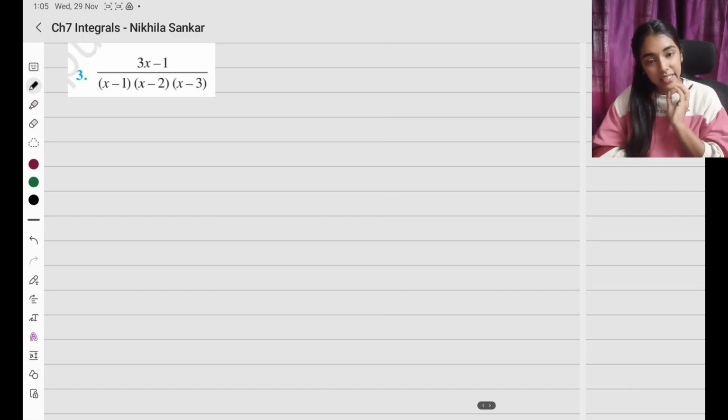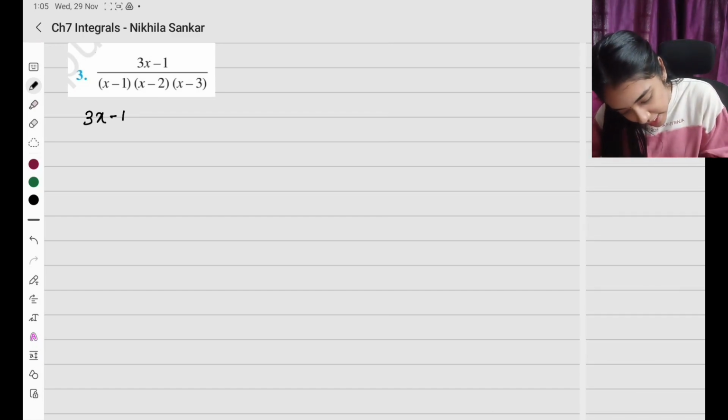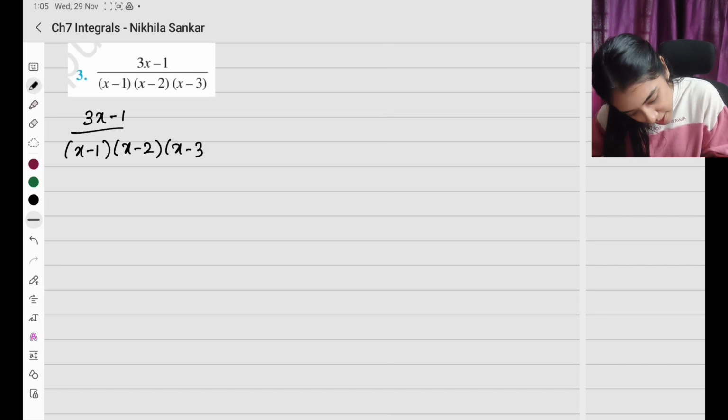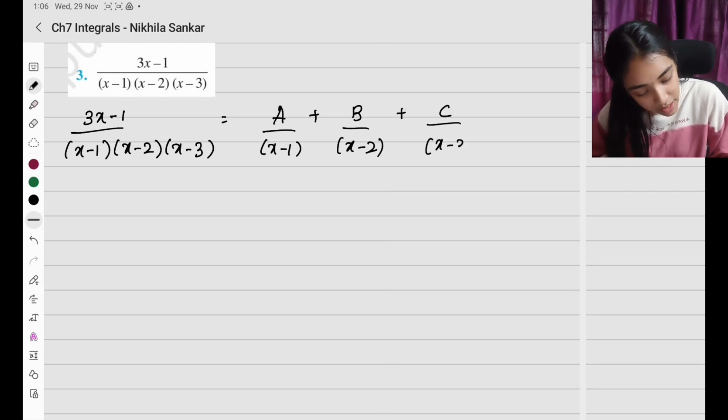So இப்போ இந்த இடத்துல இருக்கு என்ன இருக்கு? டினாமினேட்டர்ல 3 different factors இருக்கு. So இதை split பண்ணா I'll have 3x minus 1 divided by x minus 1 times x minus 2 times x minus 3 can be written as a divided by first term x minus 1 plus b divided by second term x minus 2 plus c divided by x minus 3.